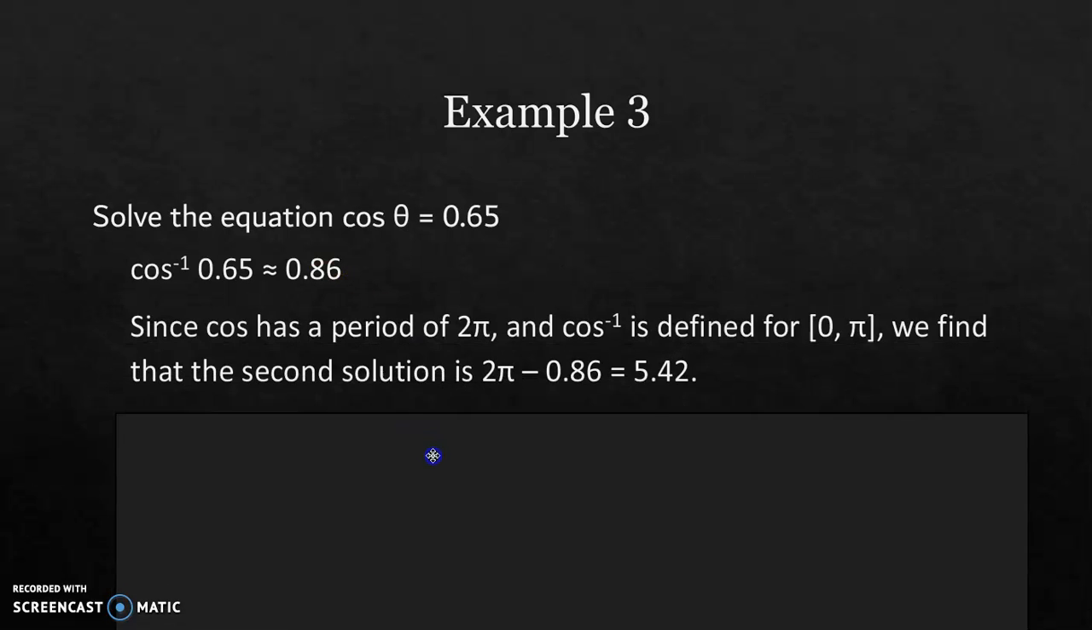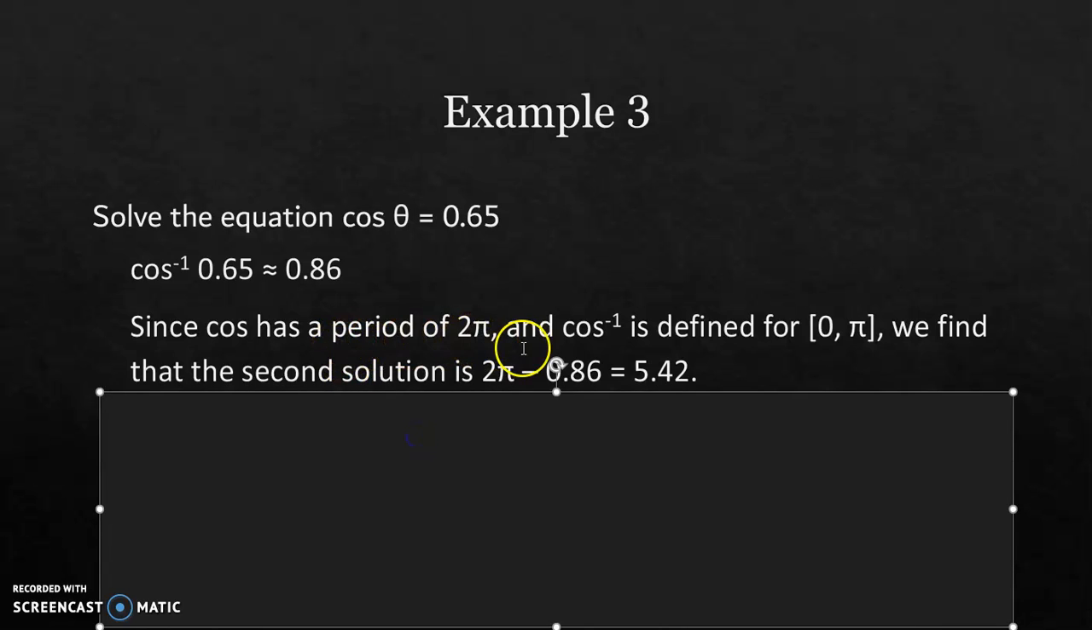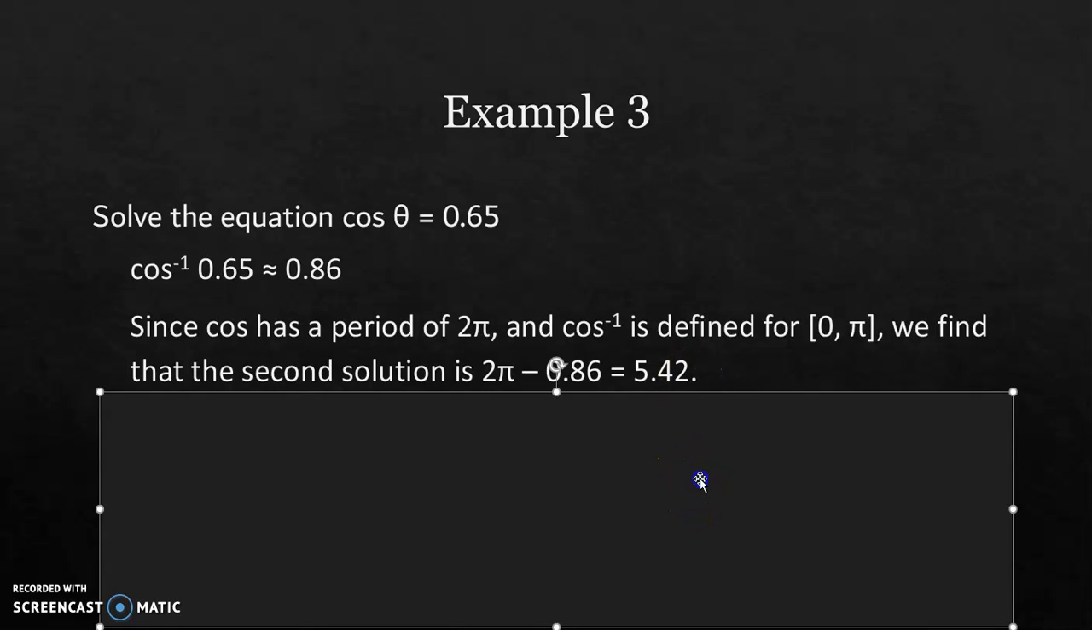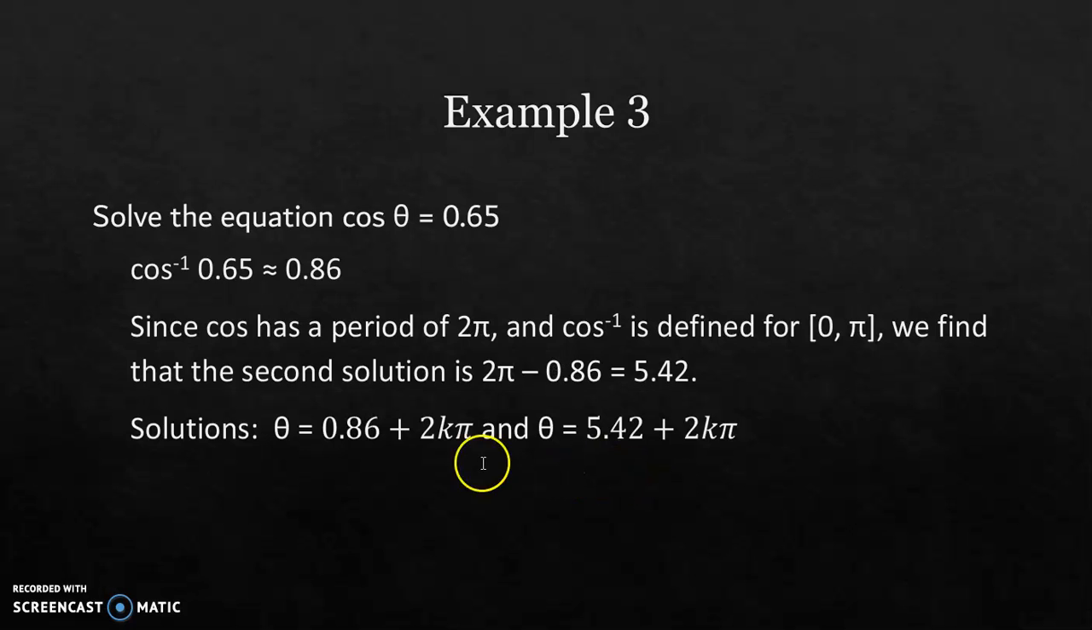And we do this because cosine has the period of 2 pi. Cosine inverse is defined for the top half of our unit circle. The second solution is going to be in the bottom half, in that 4th quadrant. So 2 pi minus 0.86, again, I used a calculator. You get 5.42. Last, we finally just have to add on the 2k pi's that we need for our final solution. So it's 0.86 plus 2k pi and 5.42 plus 2k pi.